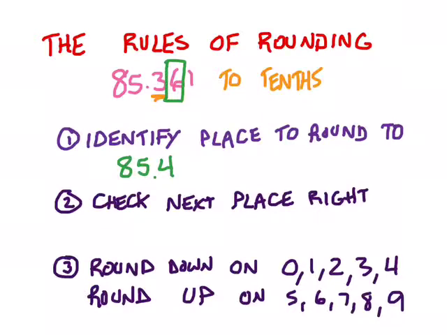An important thing to recognize is you're never going to write anything after the place you've rounded to. Tenths was the place that I rounded to, so I didn't write anything after. Everything after the rounding place gets dropped. You shouldn't even include zeros.